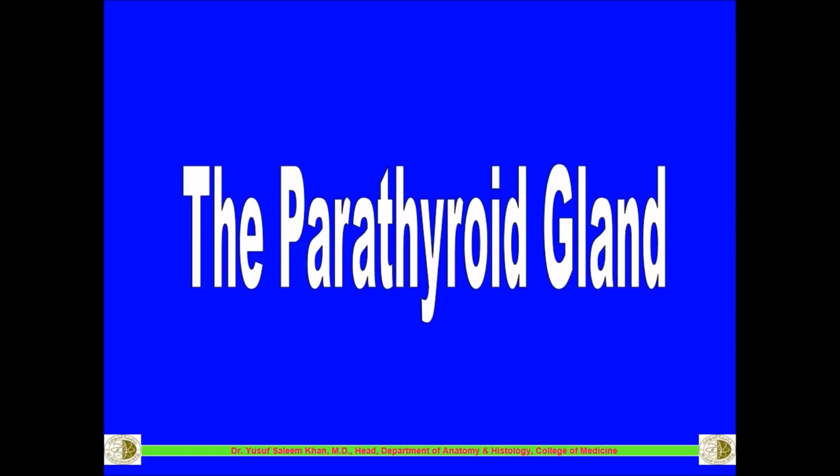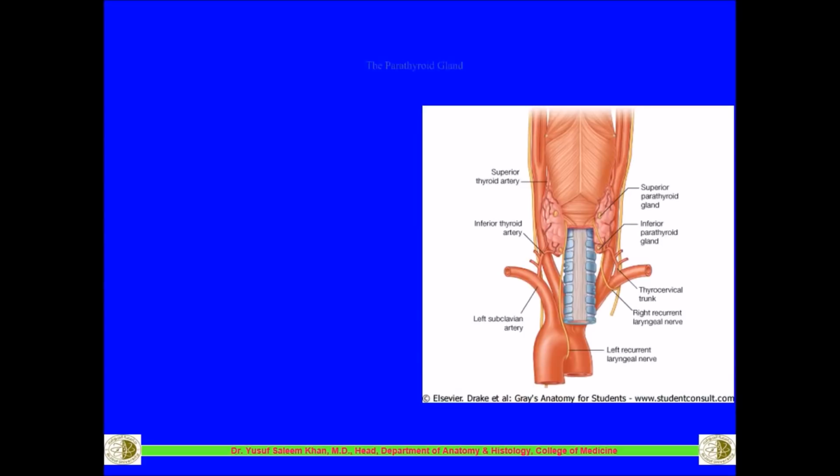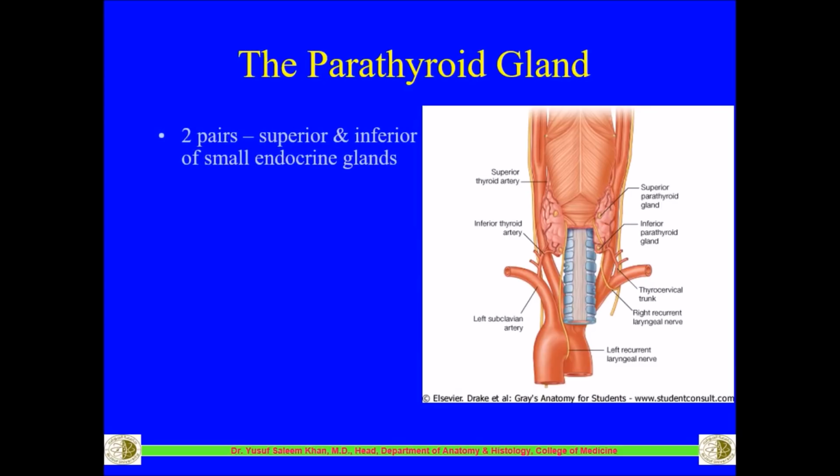Now coming to the parathyroid gland. The parathyroid is a very important gland which is present behind the thyroid lobes. It will be a pair, one superior and one inferior. This is the picture seen from behind. When you see from behind, then you can identify. You have to reflect or remove the thyroid gland to see the parathyroid, because they are present behind. So there will be one superior, one inferior.